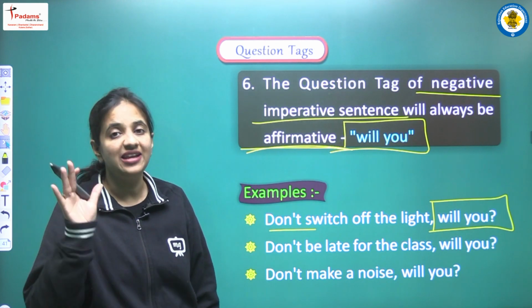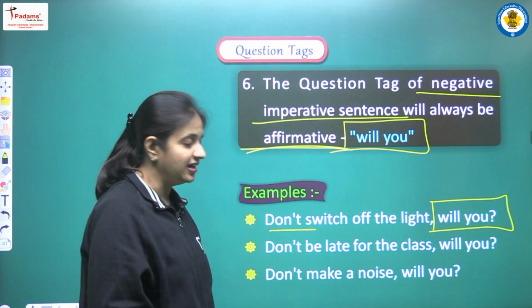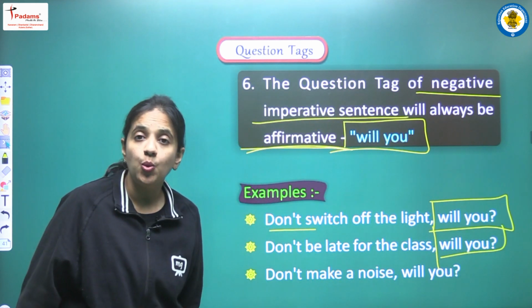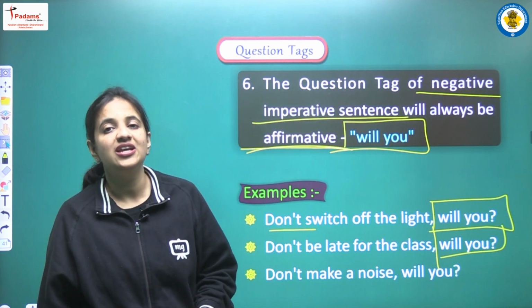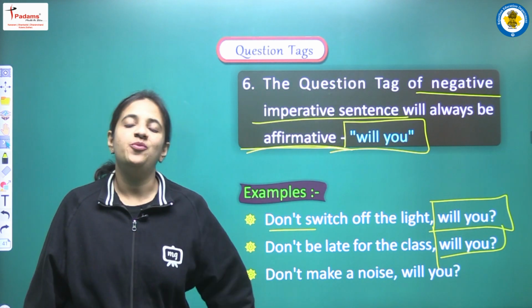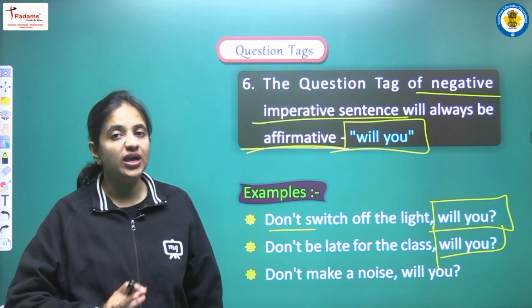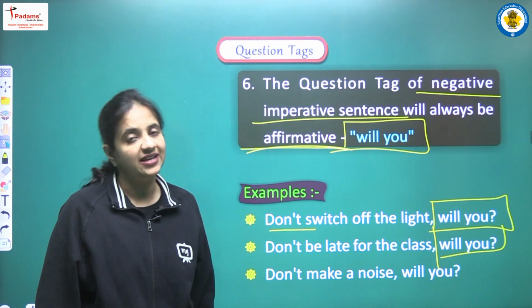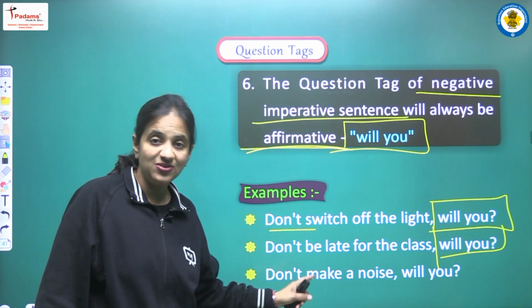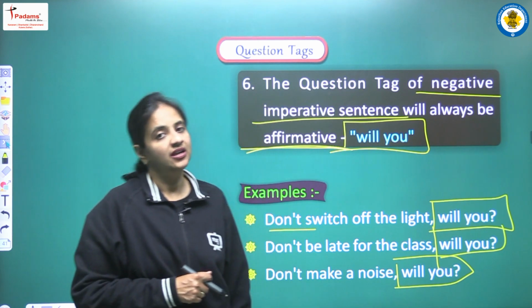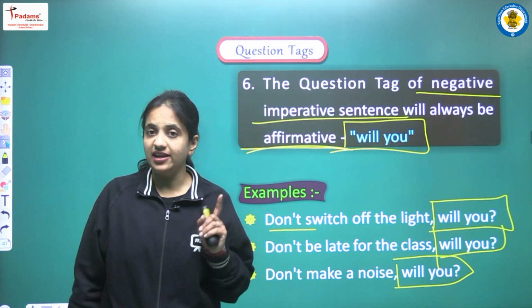Again we have a negative imperative sentence. So according to the rule, our question tag will be the positive one, and in an imperative sentence we always use you as a pronoun and will as a helping verb. So the positive question tag will be will you. Next is don't make a noise. Again this is a negative imperative sentence, so our question tag is will you. Okay, so students, you have to be very careful.